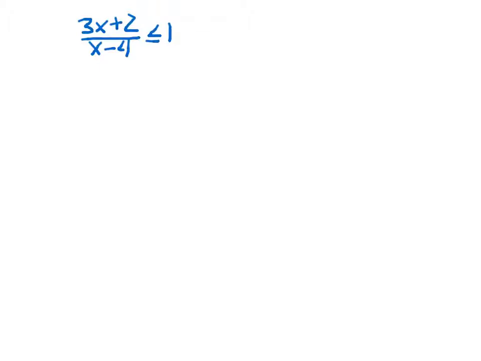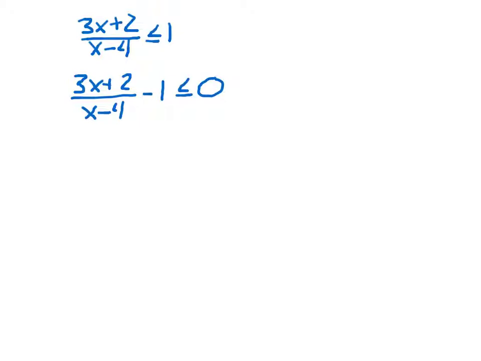Okay, I'm going to do one last example, which is pretty tricky. It's one of the harder problems you'll see in this chapter, so here we go. Here's an inequality, and I'm going to solve using the 4 steps that we've been talking about. First, I'm going to make the right-hand side 0. So I have (3x + 2)/(x - 4) is less than 1. Minus 1 is less than or equal to 0.